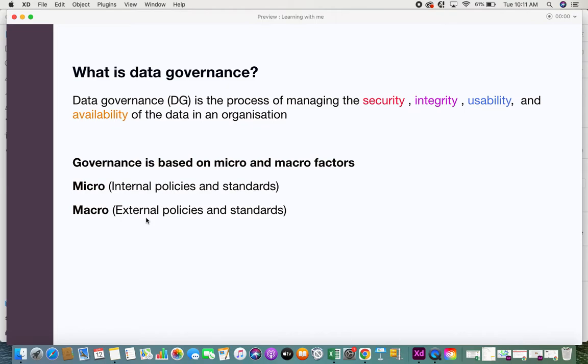For example, for healthcare industries you have the HIPAA. So similar to this, every organization needs to comply with certain external policies and standards also relating to data governance.